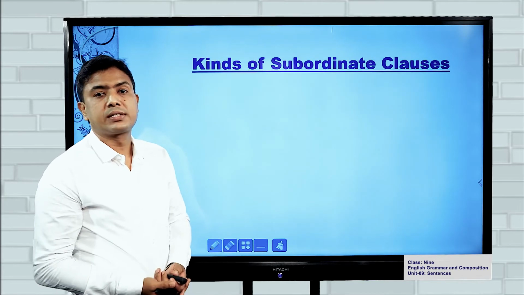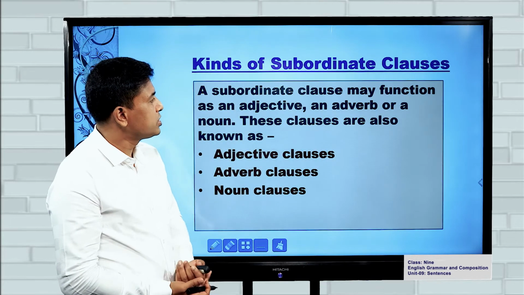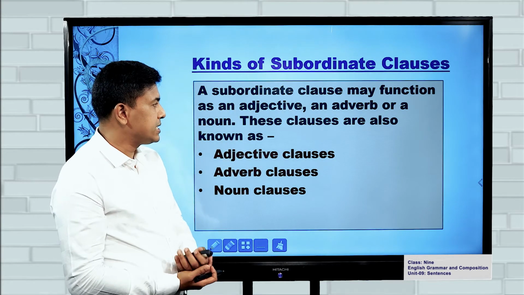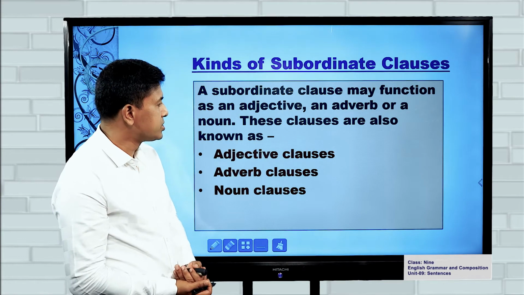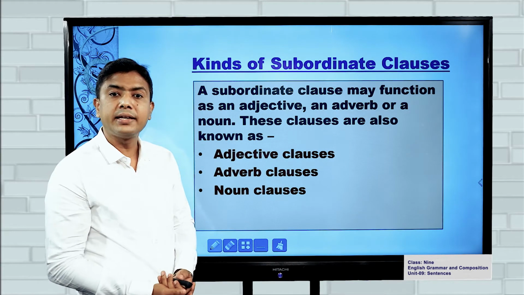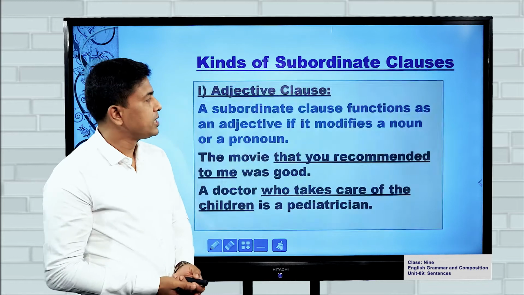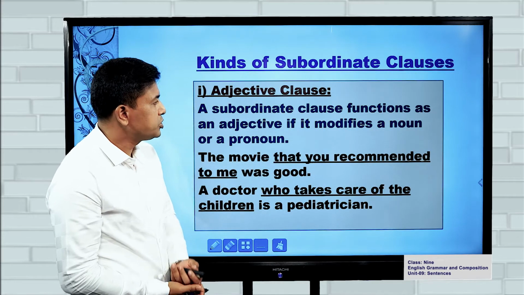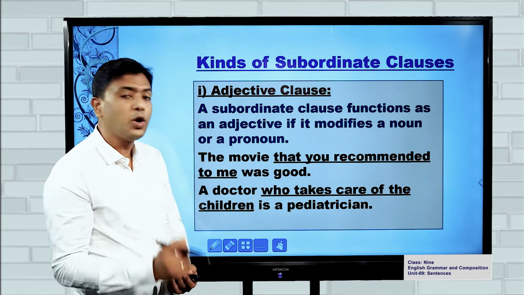Now, my dear students, let us learn kinds of subordinate clauses. A subordinate clause may function as an adjective, an adverb, or as a noun. These clauses are also known as adjective clauses, adverb clauses, and noun clauses. Let us learn in detail. The first one, adjective clause. A subordinate clause functions as an adjective if it modifies a noun or a pronoun.